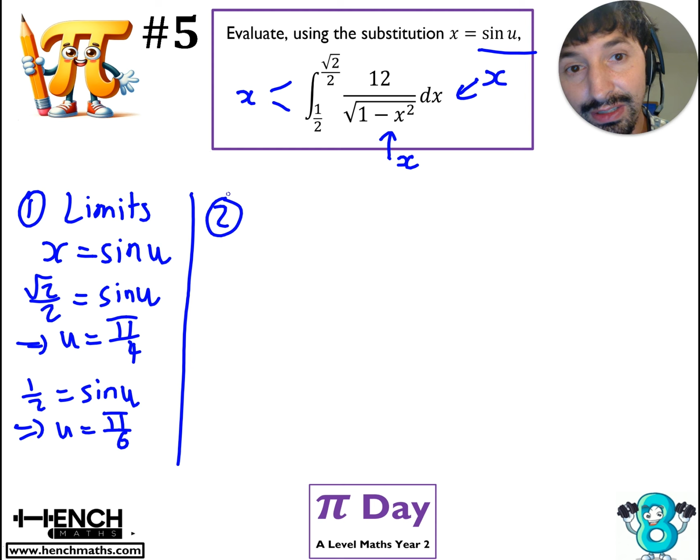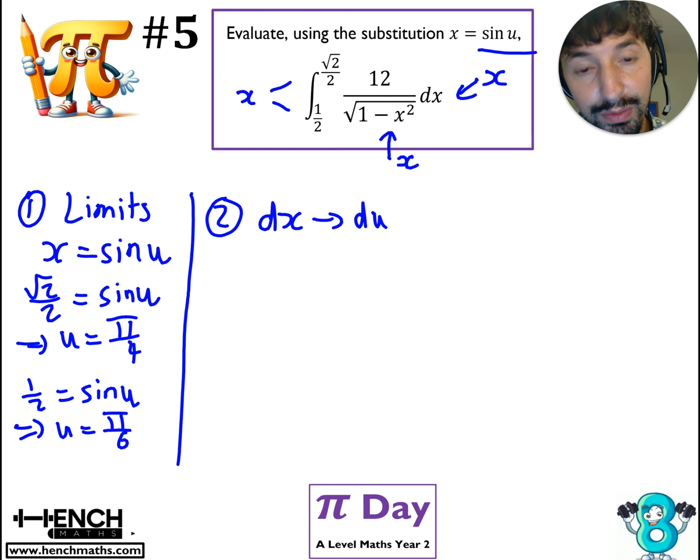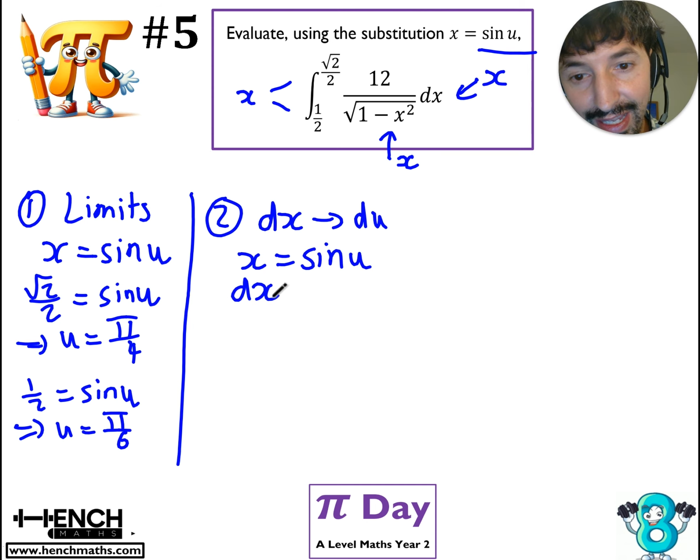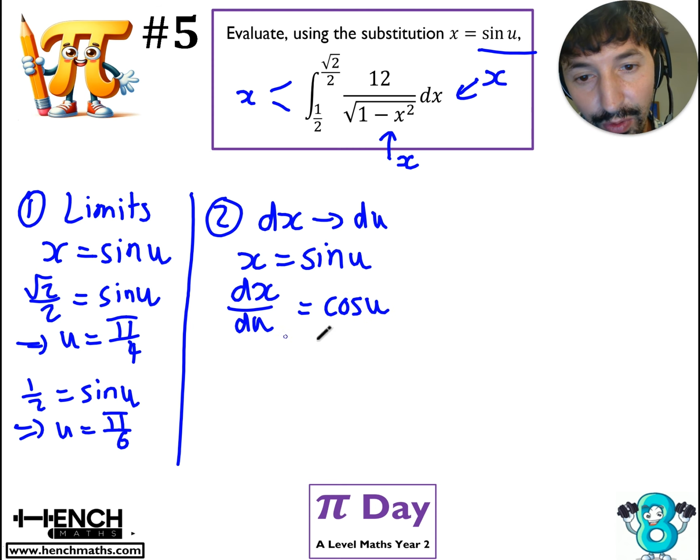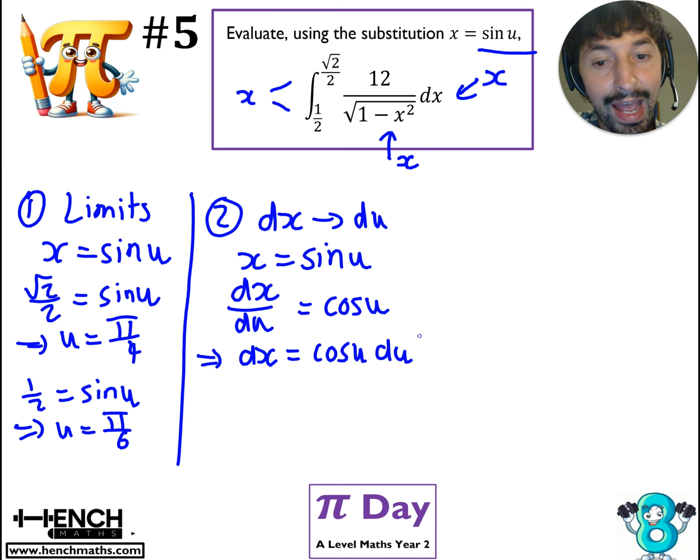The other thing is we need to replace our dx. We need to turn that into a du because we need to be integrating with respect to u, not x. So the way that we do that is we take our substitution and we're going to differentiate it. So we get dx by du. To differentiate sine u, get cos u. And then we can rearrange this. If we multiply our du over to the other side, we get dx is equal to cos u du. So now we can replace our dx in the equation with this.